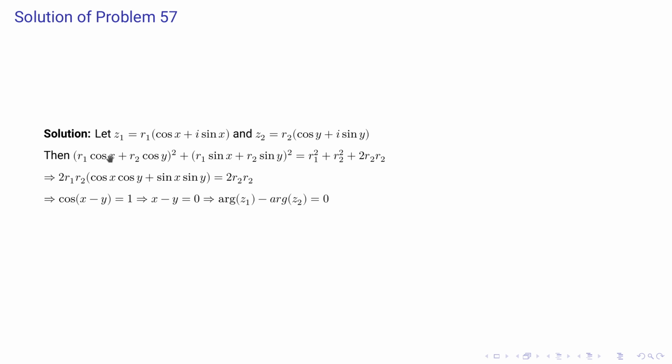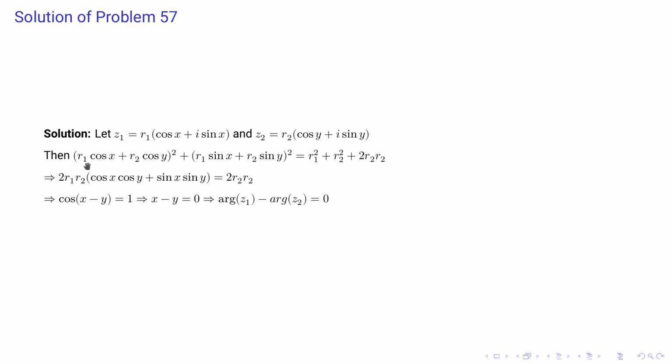So mod of z1 plus z2, you square that, you will get (r1 cos x plus r2 cos y), the real terms together, whole square, plus (r1 sin x plus r2 sin y), the imaginary terms, square of that. And the right hand side would be (r1 plus r2), which is the modulus of z1 and z2, whole square. So we'll get r1 square plus r2 square plus 2 r1 r2. Now on the left hand side, r1 square cos square x will get added with r1 square sin square x, giving r1 square, which will get cancelled. Similarly, r2 square cos square y and r2 square sin square y will both get added and give r2 square, which will get cancelled from the right hand side.